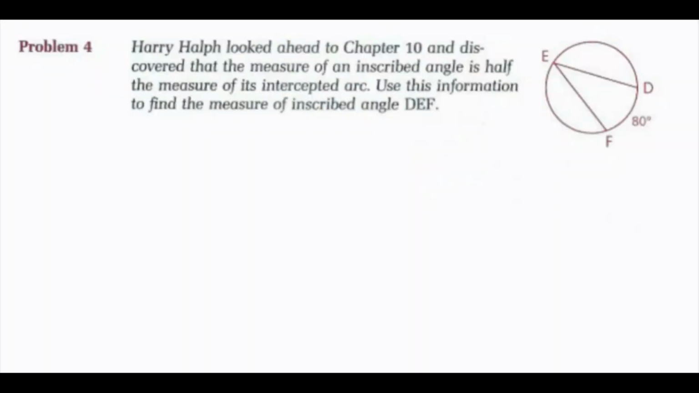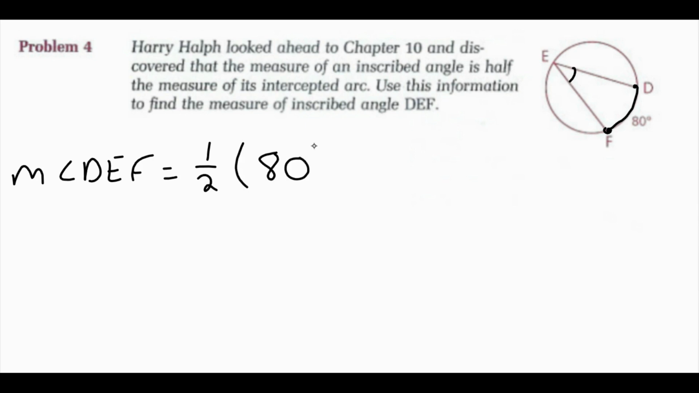Now looking at our sample problems, we have problem 4. Harry Health looked ahead to chapter 10 and discovered that the measure of an inscribed angle is half the measure of its intercepted arc. Use this information to find the measure of inscribed angle DEF. So I can see here that I have arc DF, which is 80 degrees, and I want to find the measure of inscribed angle DEF. Well, thanks to Harry, we know that the measure of angle DEF is going to be 1/2 the measure of the intercepted arc. Now I know that angle DEF intercepts arc DF because the endpoints D and F are part of angle DEF. So I know that the measure of angle DEF would be 1/2 of 80 degrees, which would be 40 degrees. So angle DEF will have a measure of 40 degrees.